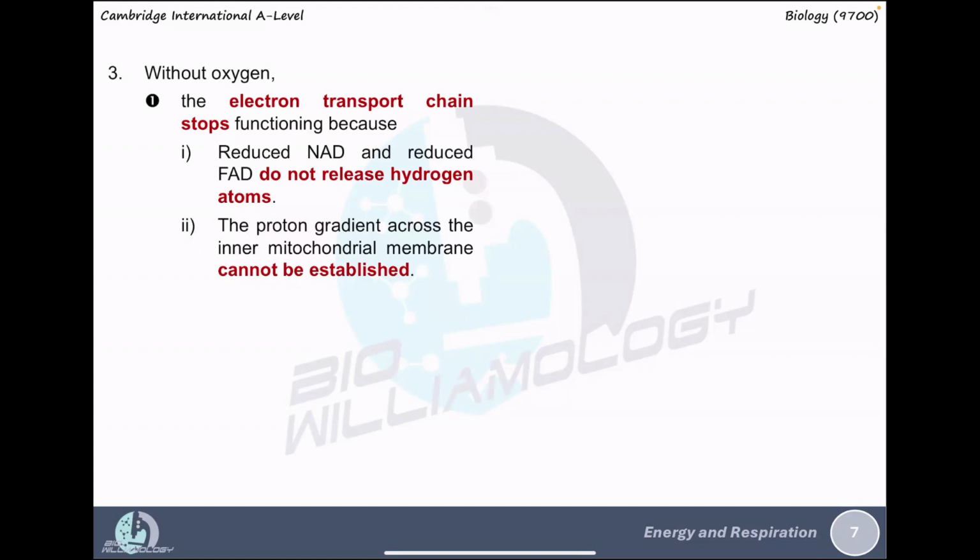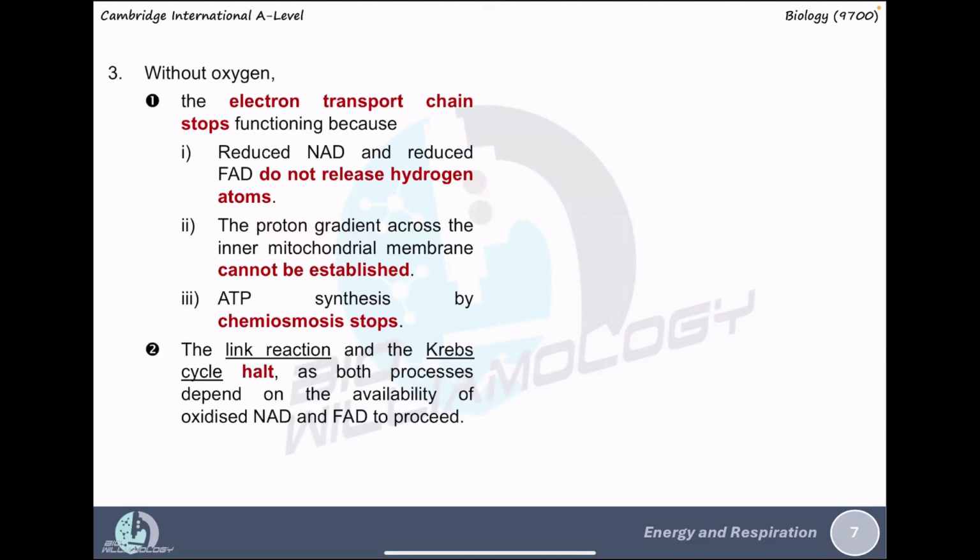So when the electron transport chain stops functioning, proton gradients cannot be generated. So without a steep proton concentration gradient, definitely ATP synthesis by chemiosmosis stops. Next, without oxygen, the link reaction and Krebs cycle stop as well. Why? Because without oxidation of reduced NAD and reduced FAD, there is no or insufficient NAD and FAD to continue the link reaction and Krebs cycle.